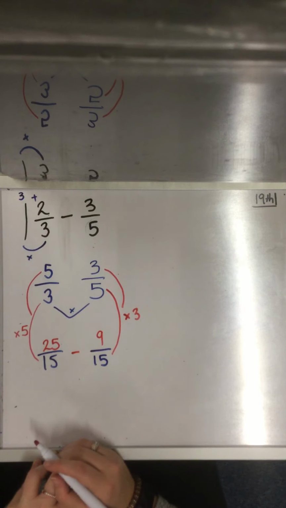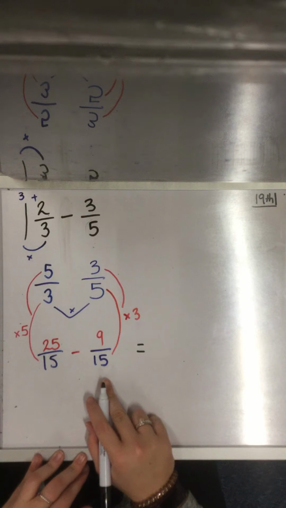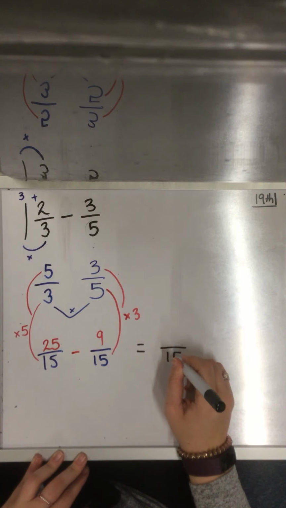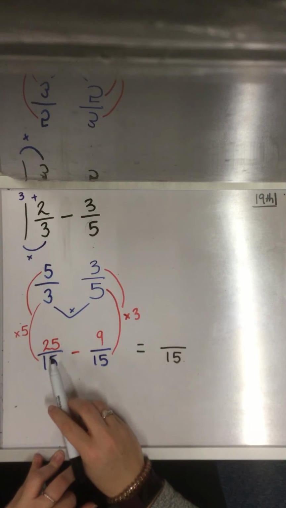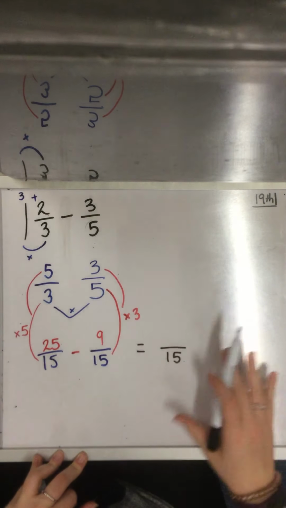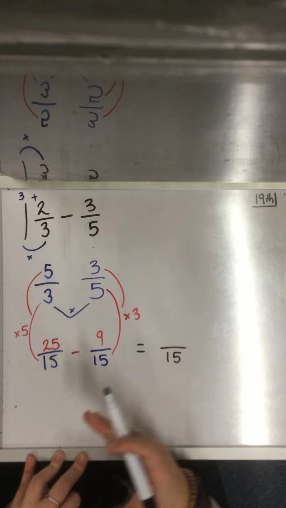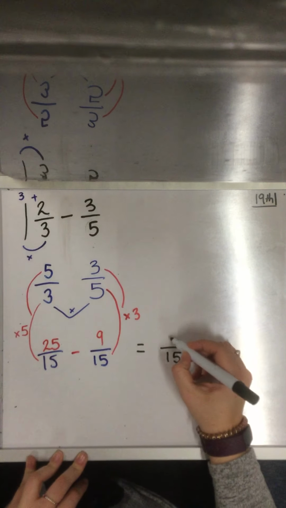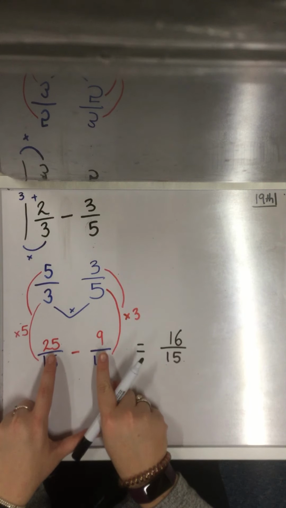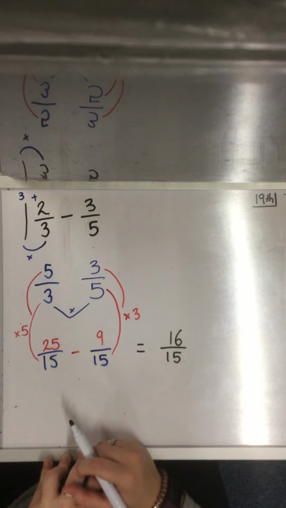So I can now go back and I can do my actual calculation. So I'm going to keep my denominator the same. I'm going to keep it as 15. And I've now got to do 25 take away 9. So if you need to do extra working out on a piece of paper or in your book, that is fine. You can do it in your head. Whatever works, but I do know that 25 take away 9 is 16. So I'm left with 16 over 15 now.